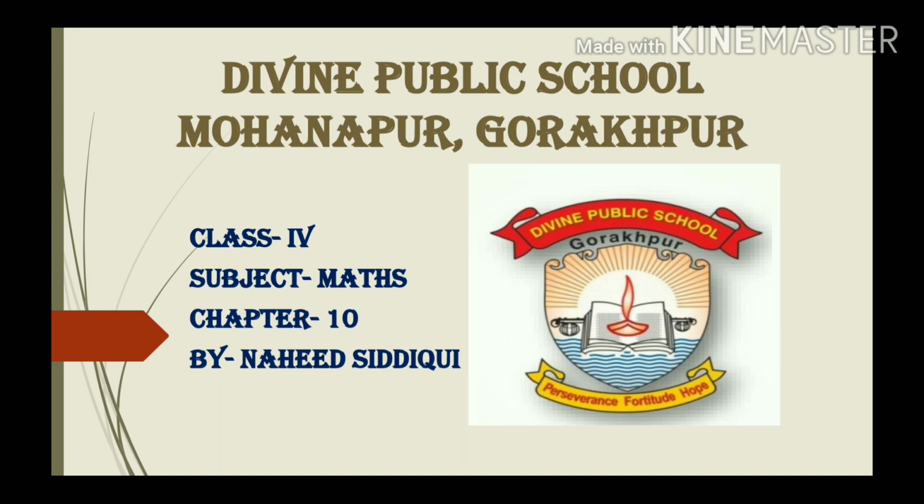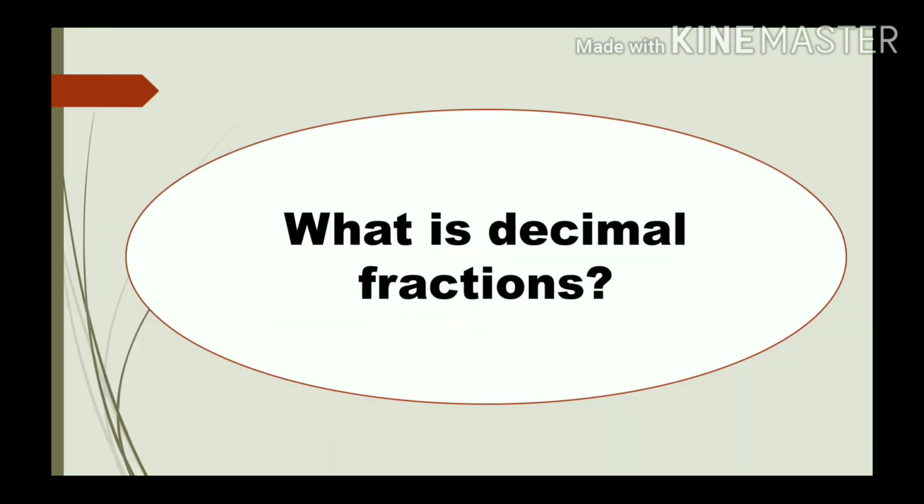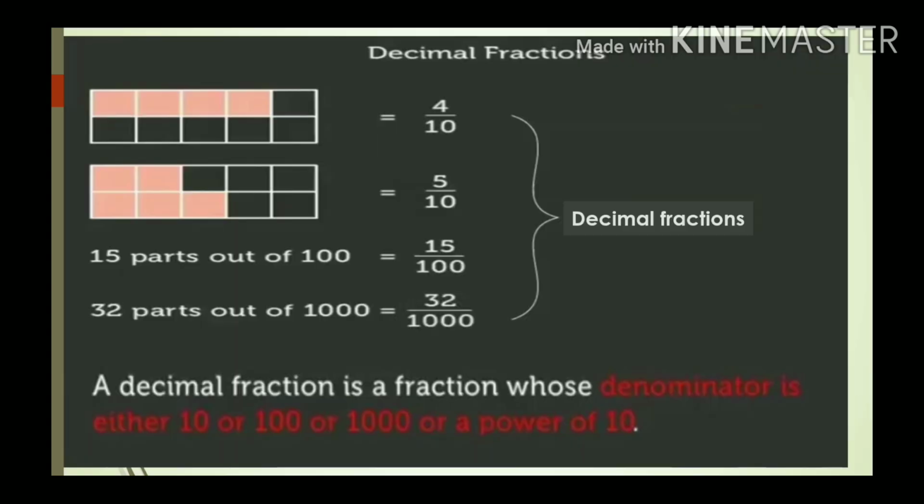And today we are going to discuss chapter 10, which is decimals. So, students, let's start with what is a decimal fraction. Here, as you can see in the first figure, a rectangle is divided into 10 equal parts and out of 10, 4 parts are shaded. That means the shaded region represents 4/10, and it is written as 4 by 10.